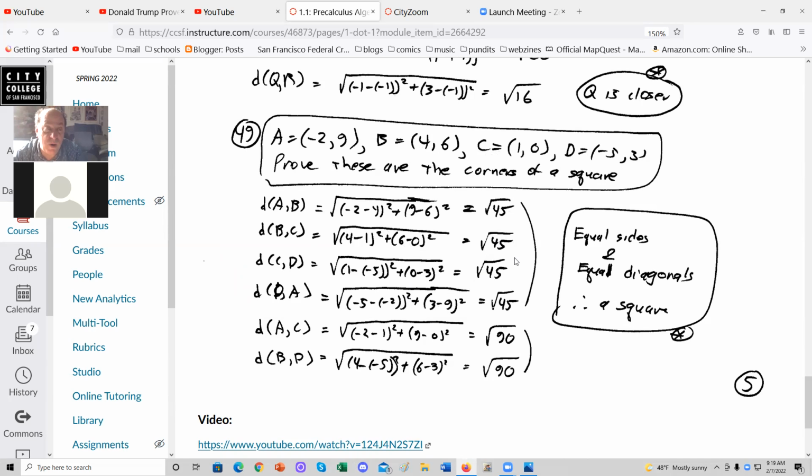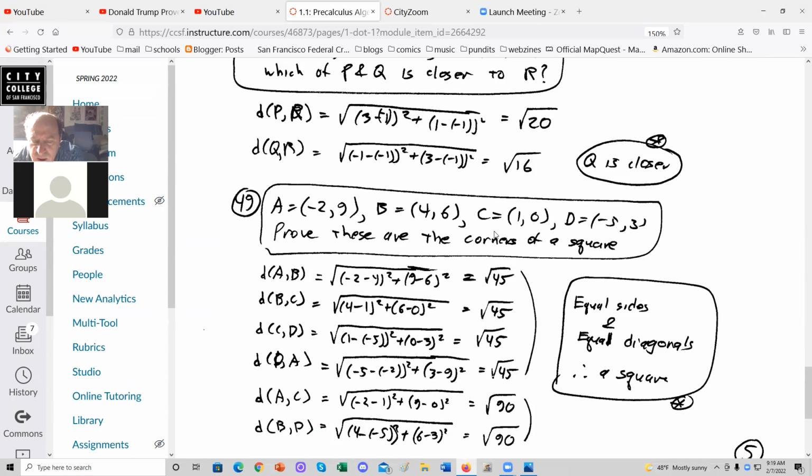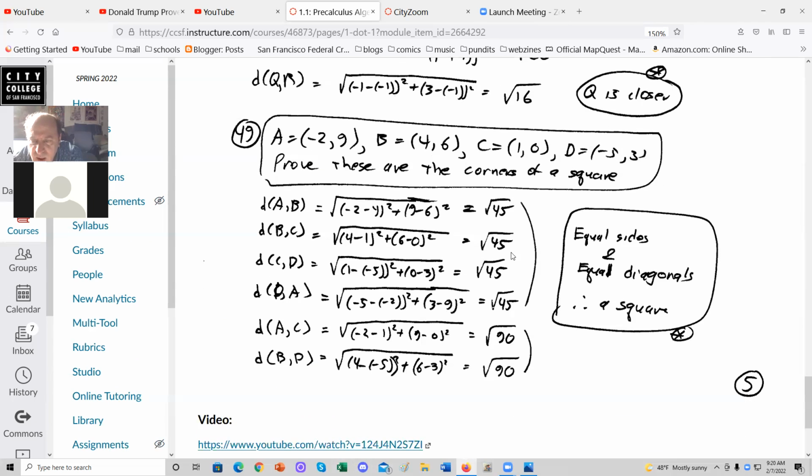That's not a proof that it's a square yet, though. It could be a rhombus. You have to have also the diagonals between opposite corners equal. So from A to C, that's -2 minus 1 squared plus 9 minus 0 squared. That works out to root 90. From B to D, 4 minus -5 squared, 6 minus 3 squared. And work that out as root 90. So yes, the 4 sides are equal. The diagonals are equal. Therefore, this is a square.